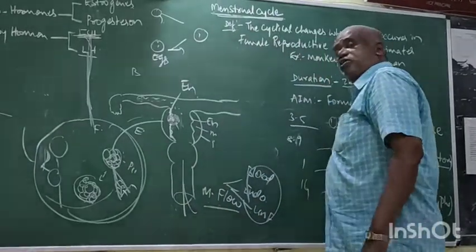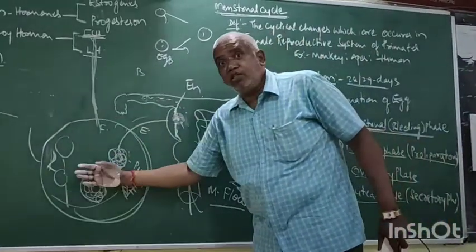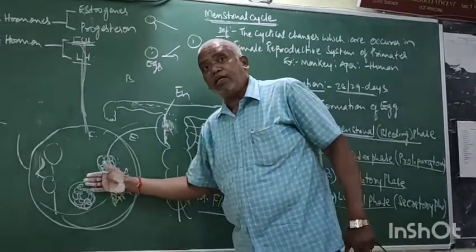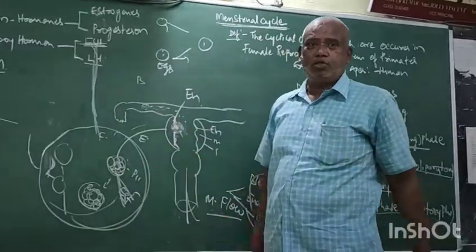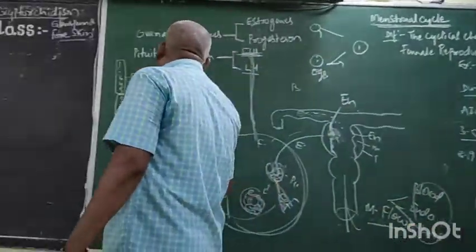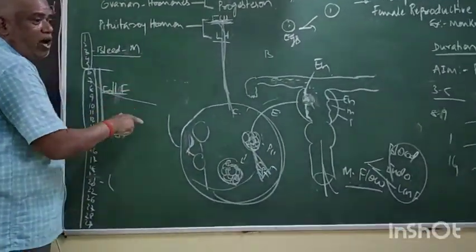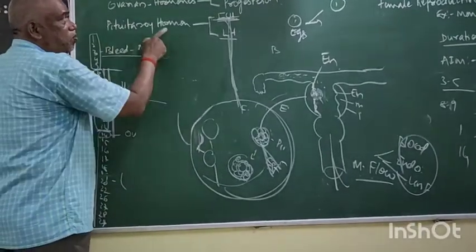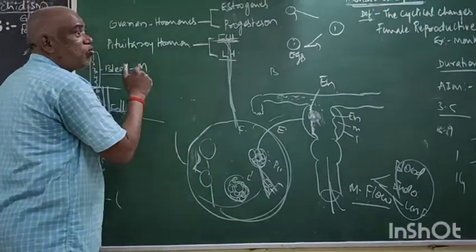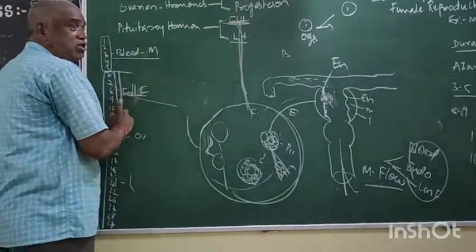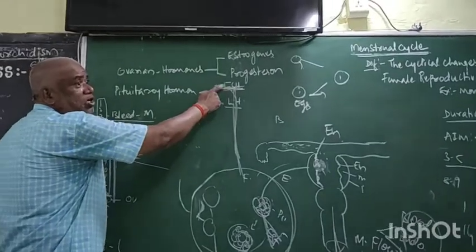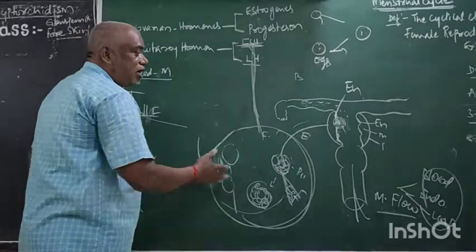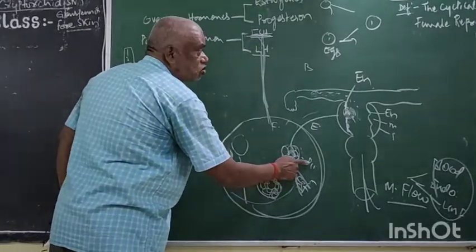Similarly, in this phase, changes are also occurring in the ovary. That is conversion of primary, secondary, tertiary, to Graafian. That means this phase requires ovarian hormones and the pituitary hormone FSH. What is the need of FSH during this phase? FSH is needed for the conversion. When this conversion happens, what comes out of it? Estrogen.